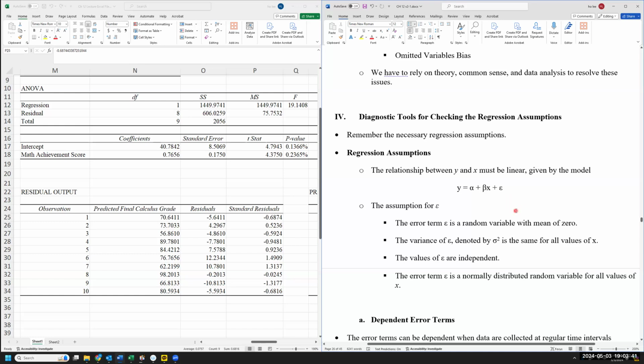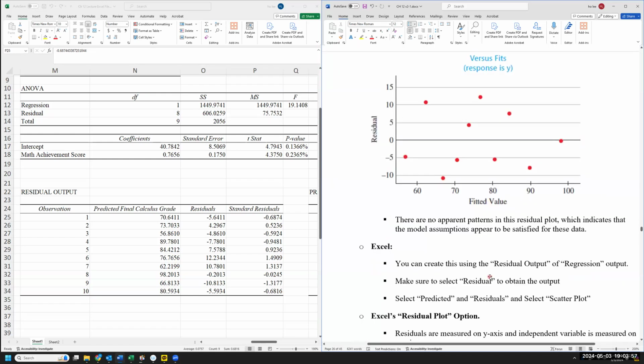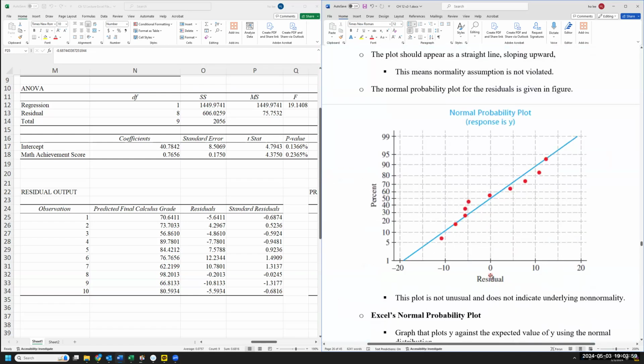Epsilon. Epsilon has a mean of 0. So for any xi, we expect yi to be alpha plus beta xi and epsilon to be 0. Okay, that's our expectation. Scroll down.